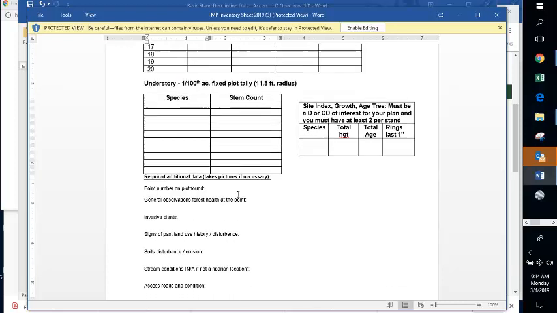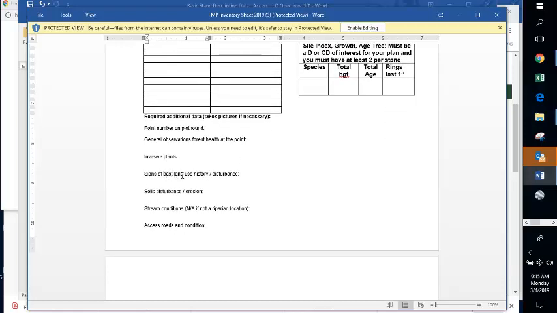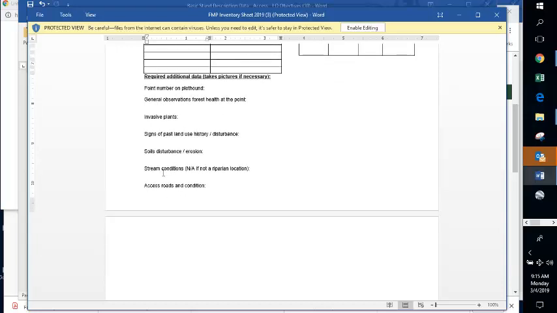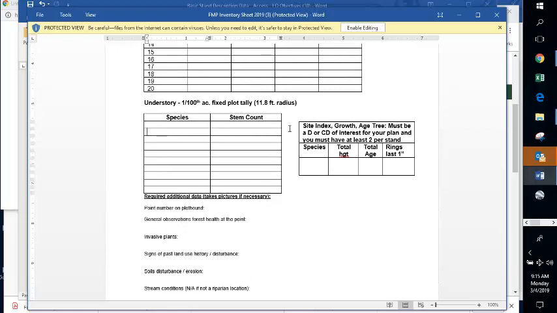That's all we're looking for is a stem count by species. And then the other thing is general observations of health, any invasive plants, any signs of past land use, soil erosion, disturbance, stream conditions, access road conditions. If you didn't do site index or growth trees, you need to do that as well, okay, on that point.